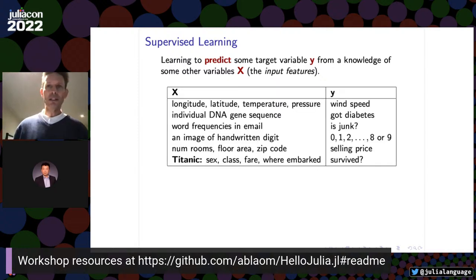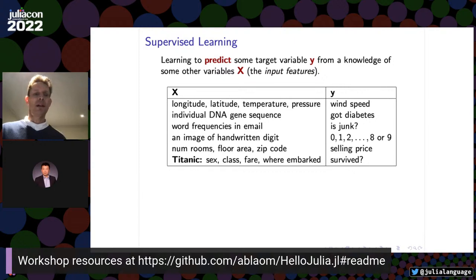So let's leave the abstract and give you some examples. You may be a meteorologist, for example, and you've measured the temperature and pressure at various places on the planet. That gives us a bunch of these so-called input features X: longitude, latitude, temperature and pressure. And then you've also measured the wind speed. But then the idea is you want to go to some new place on the Earth where you've measured the average temperature and pressure, and you would like to give a prediction of what the wind speed is. So there you have some features, and the target is the wind speed.